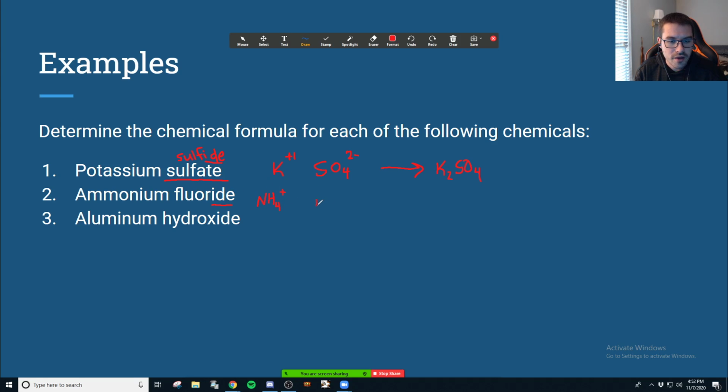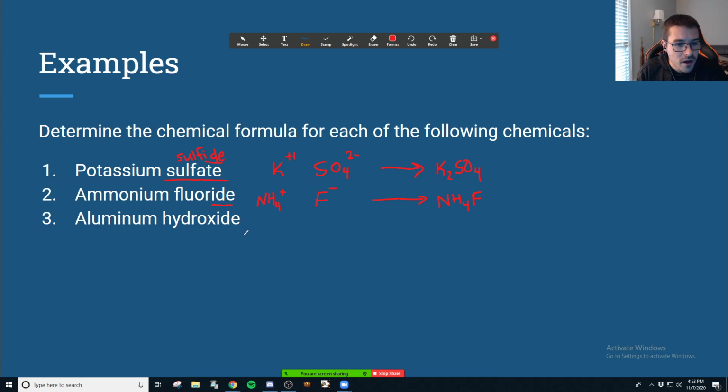And then fluoride, as I discussed earlier, because it's got that ending IDE, is referring to the monatomic ion of fluorine. So, +1, -1, this is an easy one. We just need one of each ion. So my formula here is NH4F. Remember that the formulas and the names always go in the same order. It's the positive ion first and the negative ion second. So there we go. That's my formula for ammonium fluoride.